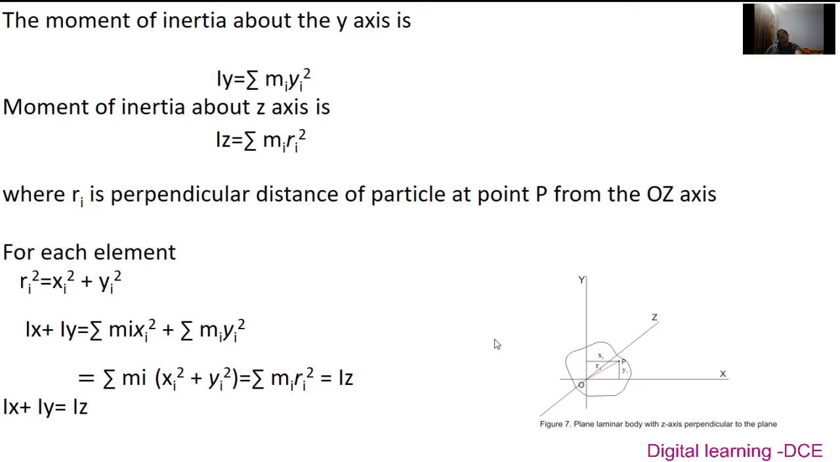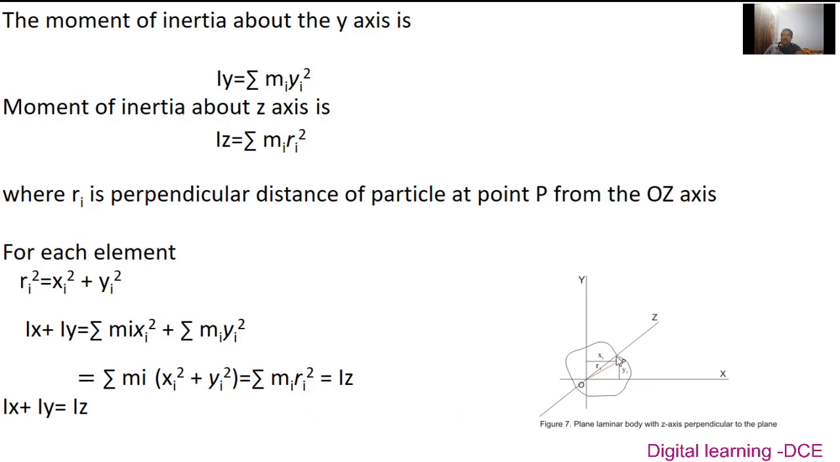From the perpendicular axis theorem, we know that Ix plus Iy is equal to Σ mi xi² plus Σ mi yi². Now take Σ mi as common, then it becomes Σ mi (xi² plus yi²).